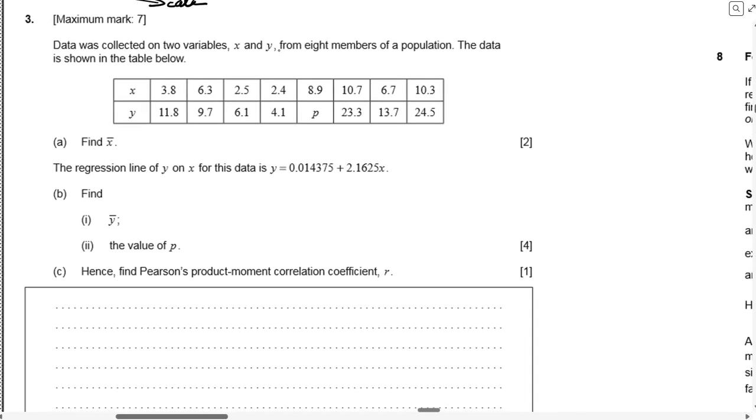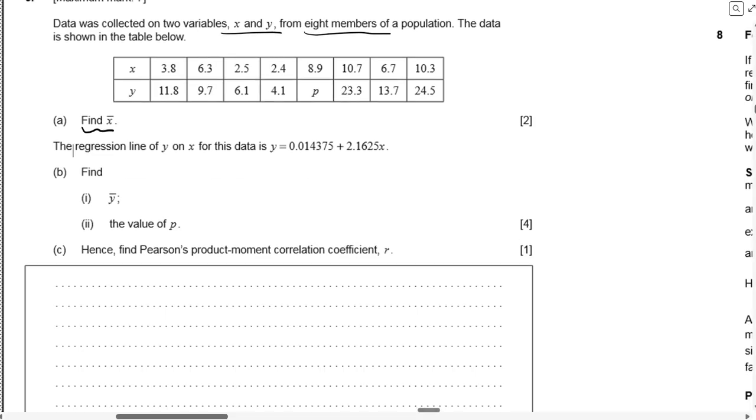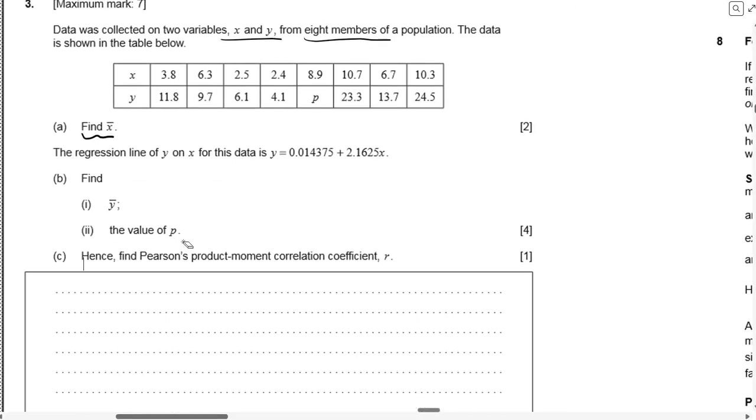Data was collected on 2 variables, 8 members of a population, and we have this data. Find the average, so we have to find the mean of x, and then the regression line of y on x. And we need the correlation coefficient. So let's just set this up in our statistics table on our graphical calculator. What we can do for A is add all of these and then divide by 8, but that takes way too long, and we anyway need to put it into our table for the following questions. So let's put it into our table.